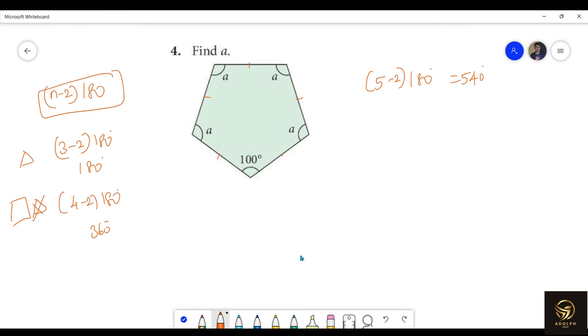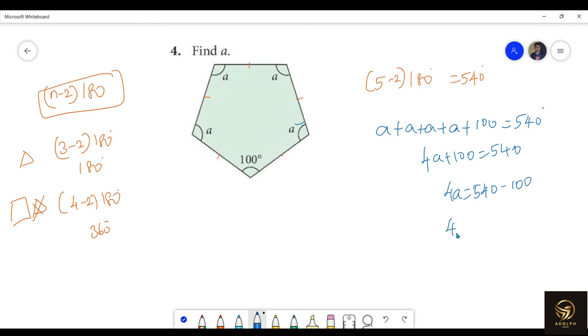So if I apply this, what are the angles? Let me start from here. A plus A plus A plus A plus 100. So 5 angles are there, and that is equal to 540. 4a plus 100 equals 540, and 4a equals 540 minus 100, because the 100 goes to the other side and is subtracted. So 4a is 440, and a will be 440 divided by 4, which is 110.